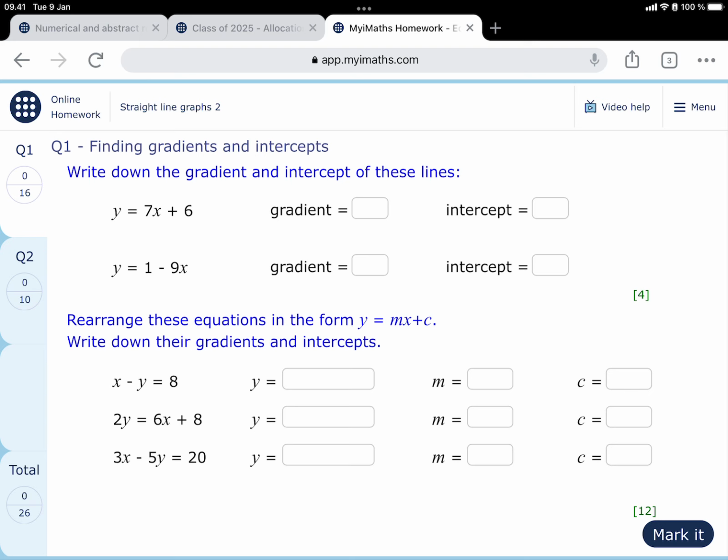So we're looking at MyiMaths. It's called Straight Line Graphs 2, or it's also called Equation of a Line 2. So write down the gradient and intercept of these lines.